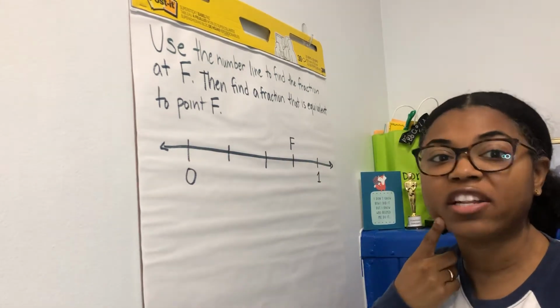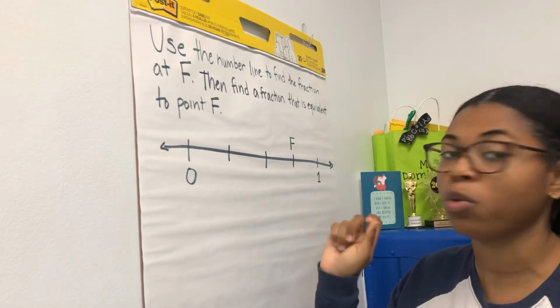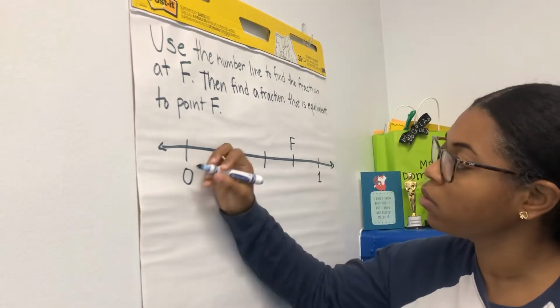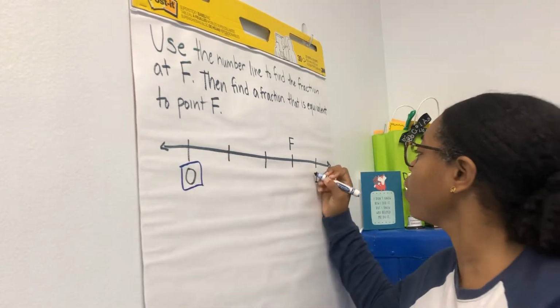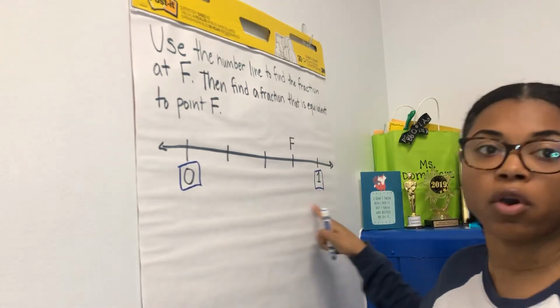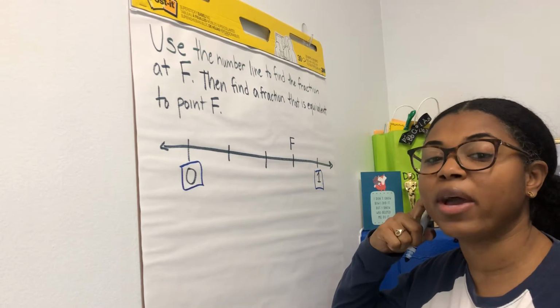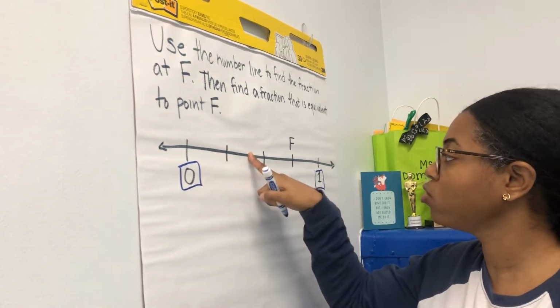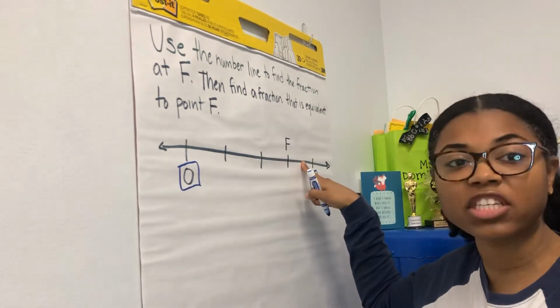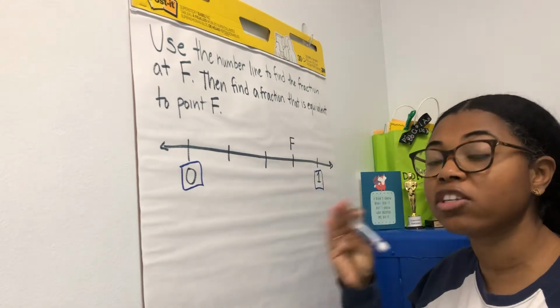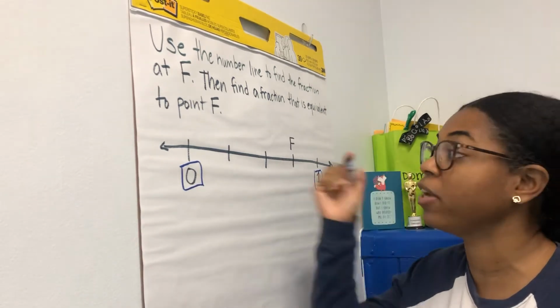I'm going to count the intervals, or the spaces, between one whole. Here's 0, box it, here's 1. This is one whole. Now I need to count the number of intervals in one whole because that's going to be my denominator. 1, 2, 3, 4. I just count the spaces and there are 4 intervals in one whole, which means my denominator must be 4.